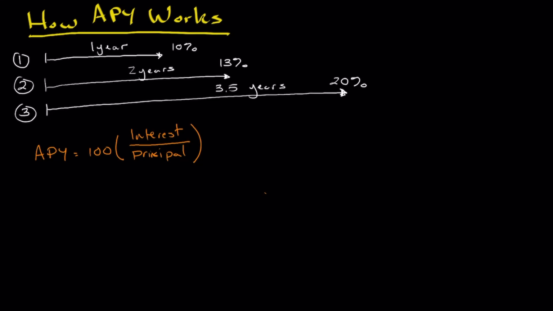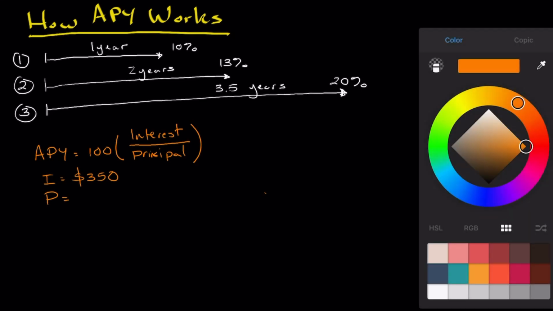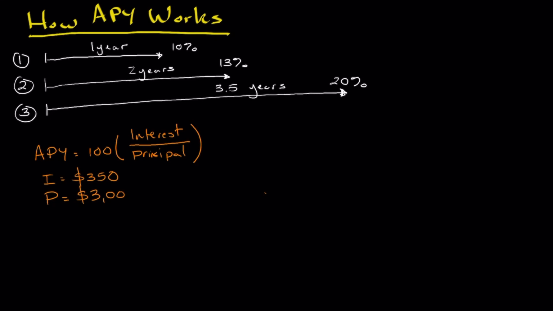So just for calculation purposes, let's go ahead and assume that our interest, which I'll abbreviate as I, that we've earned, is going to be $350. That's how much we earned over the year period. And the principal, which I'll abbreviate as P, is $3,000. That's how much money we invested. So we're simply going to start plugging things into the formula, and then we'll solve for the unknown, which is APY. So it's going to be 100 multiplied by 350 divided by 3,000.